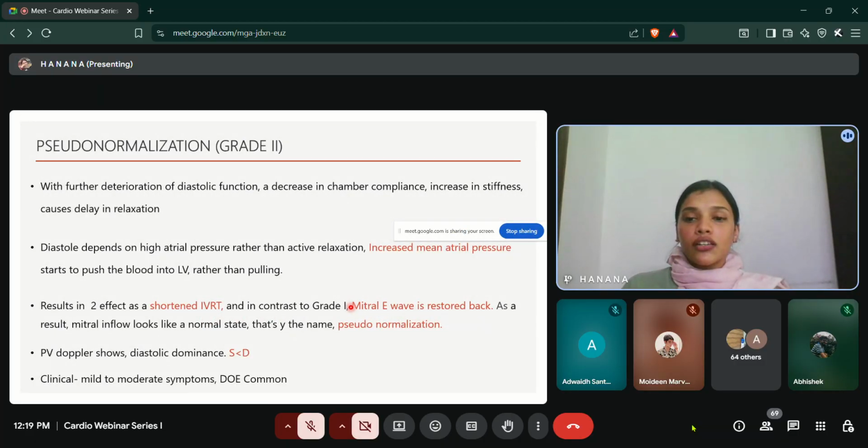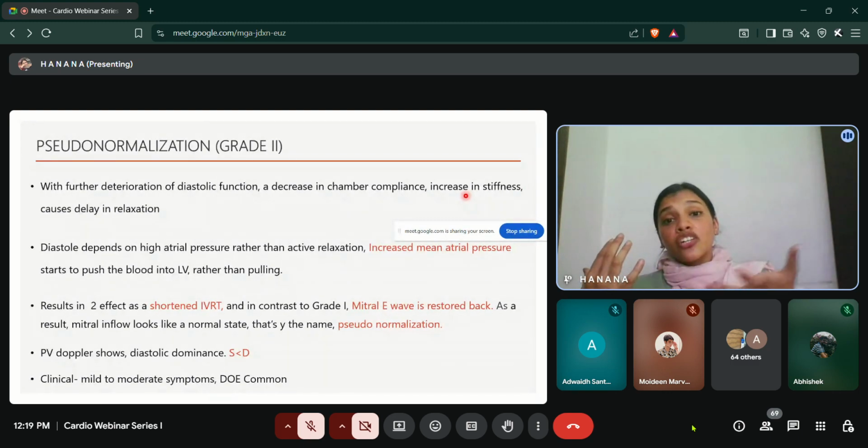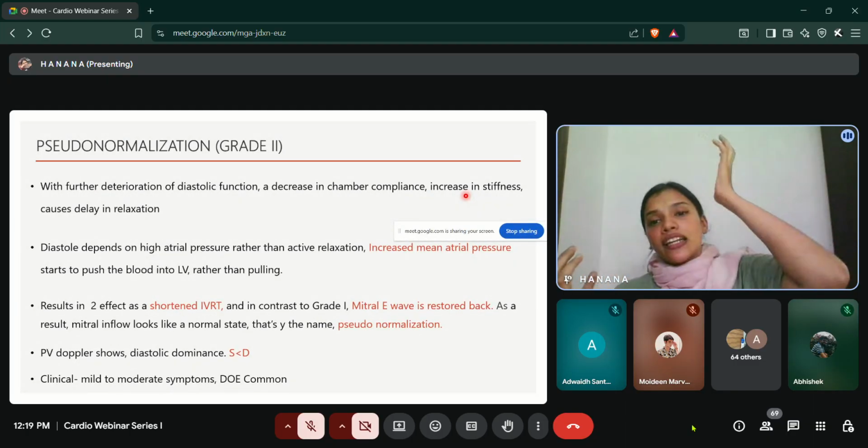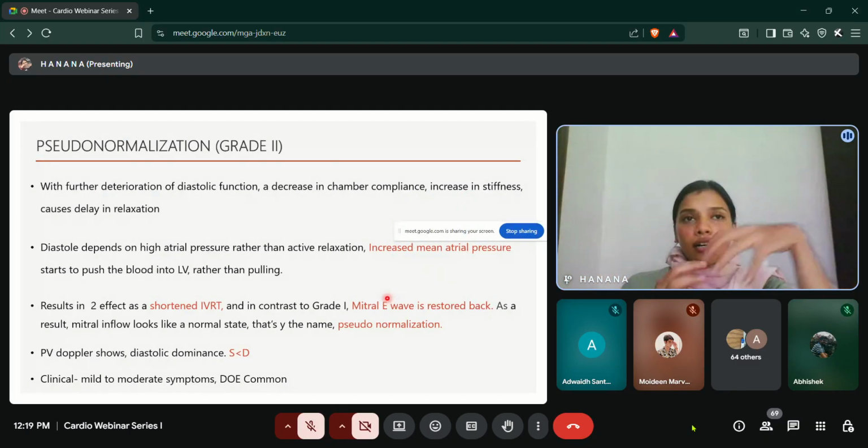This is very important. You should know the reason for this, because the atria try to compensate. We have already told you that it is from the high pressure system, the blood goes into a low pressure system. Okay, so we know that the LV's pressure is higher because it has decreased compliance. It has this increased stiffness, and so the ventricular pressure is very high. But the atria try to bring up more pressure within himself so that he can push the blood into the left ventricle. So because of the pressure difference, E wave is restored back.